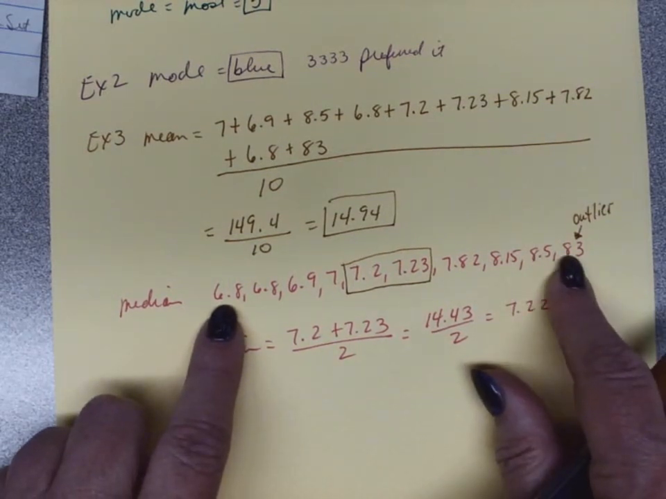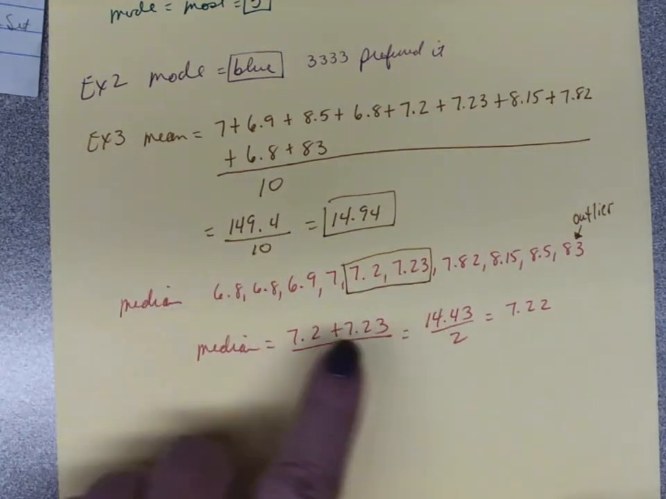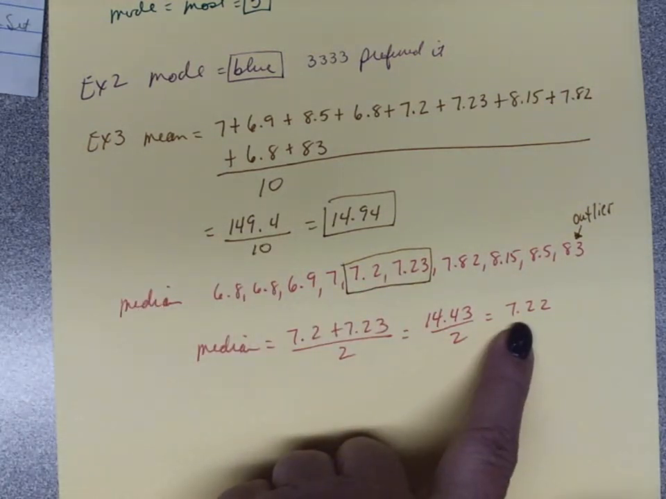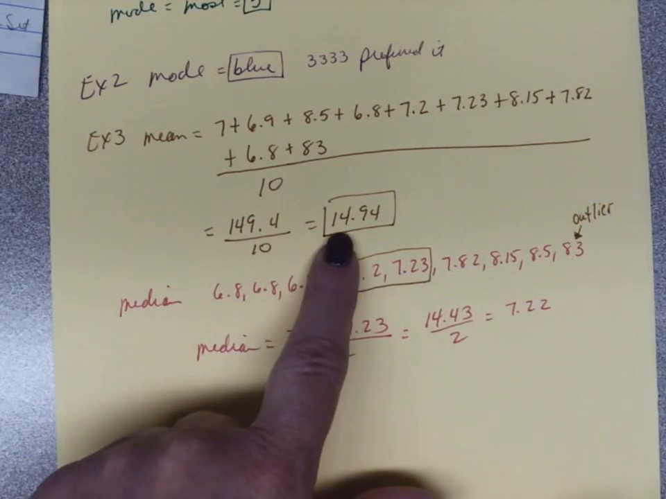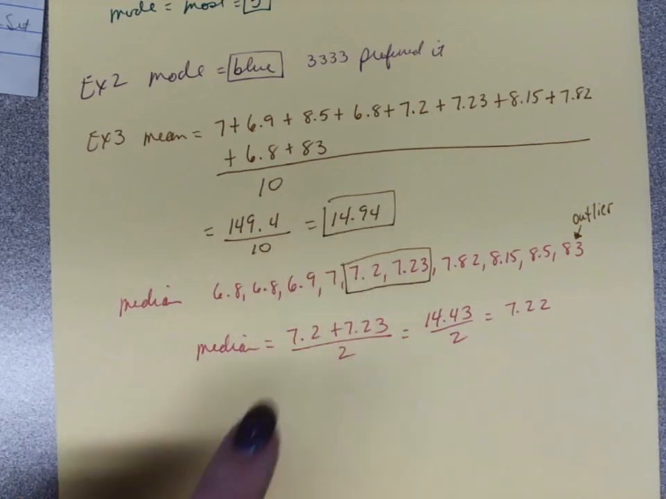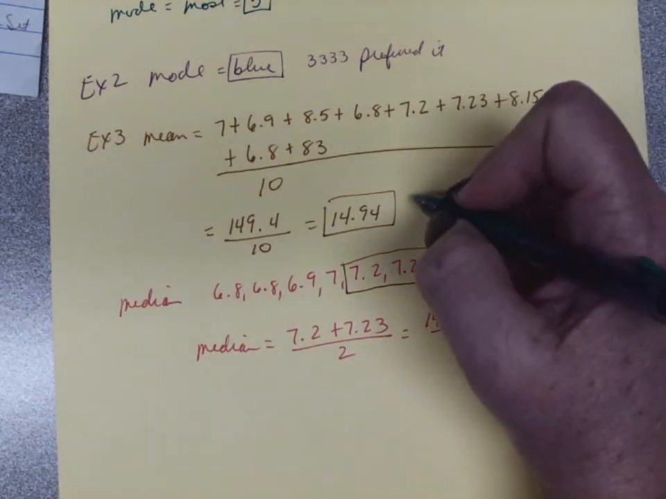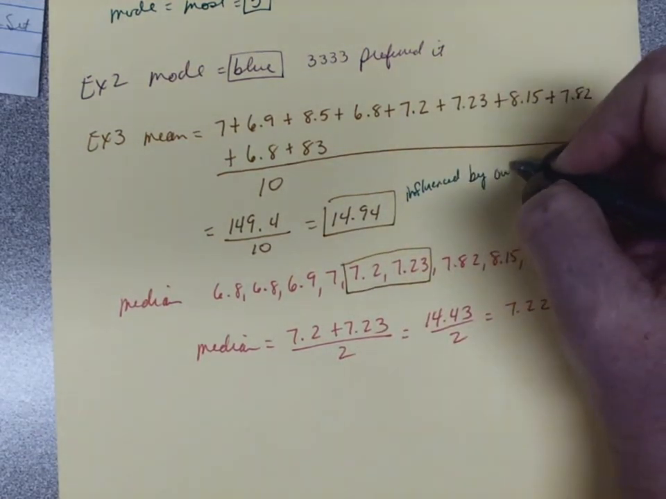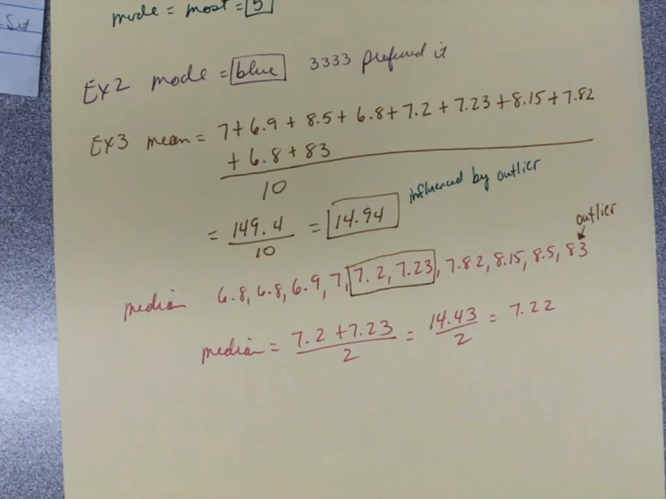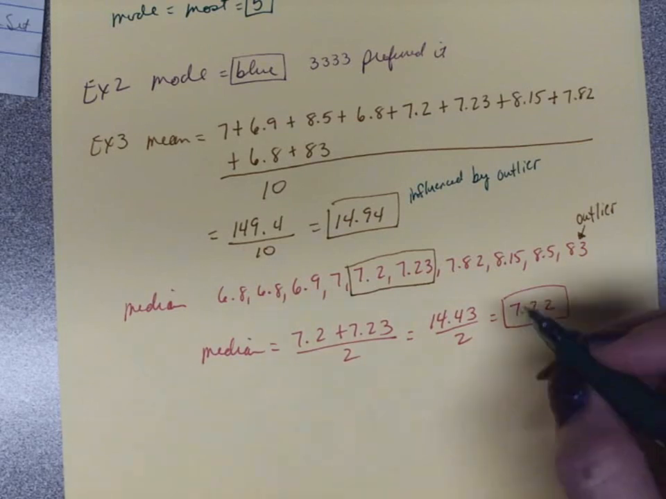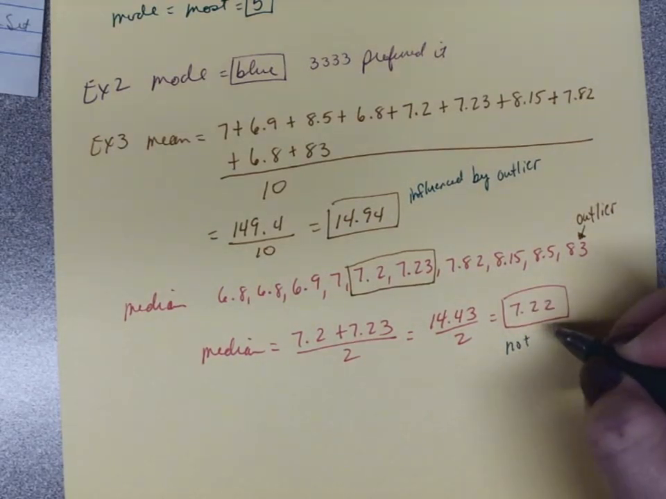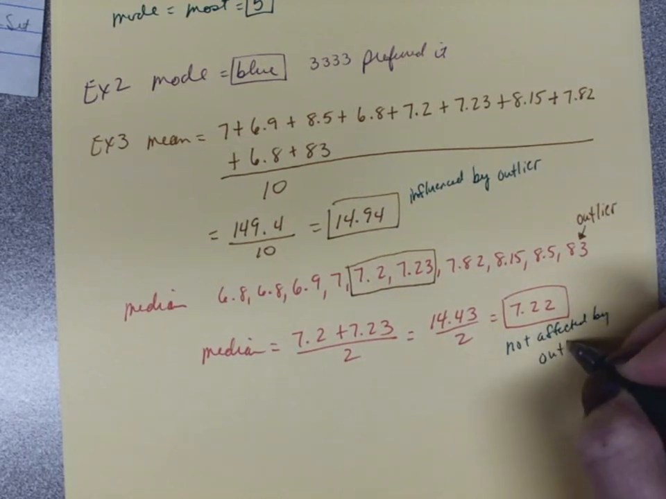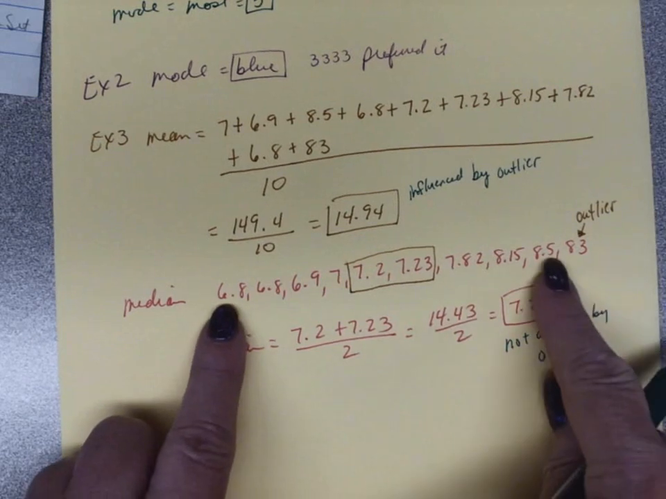This one's way huge. So if we look at the median is 7.22, but our mean is 14.94, it's twice as much. So this one up here, this was influenced by the outlier. This one is not affected by our outlier, because it's in the middle between these numbers.